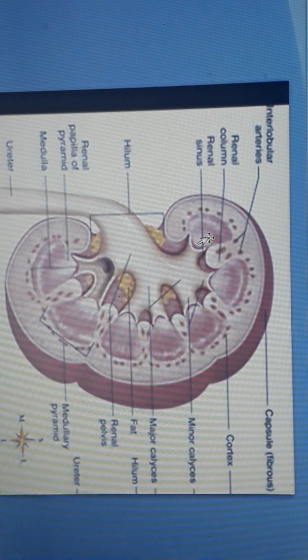Kidney consists of a number of pyramid shaped lobes known as medullary pyramid. It has outer cortex and inner medulla. The tip of this medullary pyramid is known as papilla. The pelvis region is further divided into major calyx and the minor calyx. Pelvis is the region where urine is collected through the collecting duct.